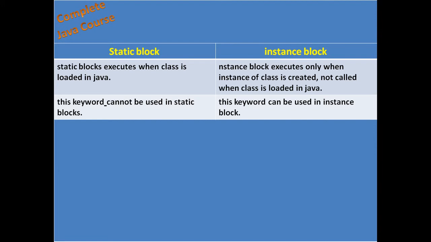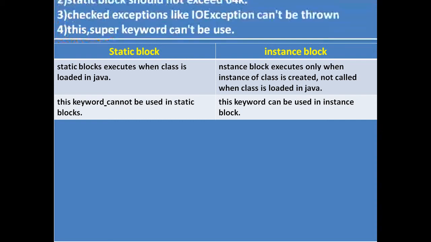Now, more differences between static block and instance block: static blocks execute when the class is loaded in Java. An instance block executes only when an instance of the class is created, not when the class is loaded in Java. So an instance block executes only when the object is created, and a static block will be executed when the class is loaded by the loader. The this keyword cannot be used in a static block. The this keyword can be used in the instance block. What the this keyword is and how to use it, we have already learned in my previous video lecture. If you don't know, you can go and watch the this and super keywords video lecture, so you will clear all the concepts of this and super keywords.